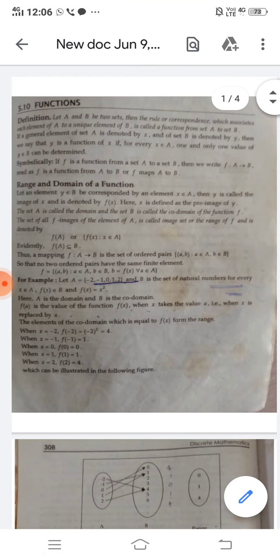So here we have also studied the definition. First set A is called domain, set B is called codomain, and the set which has images is called range. The elements of set B, the codomain, which are mapped from set A are called range elements. So this is function, range and domain of a function, also codomain. There is no need to memorize this definition, just understand this. Now next topic, types of function.